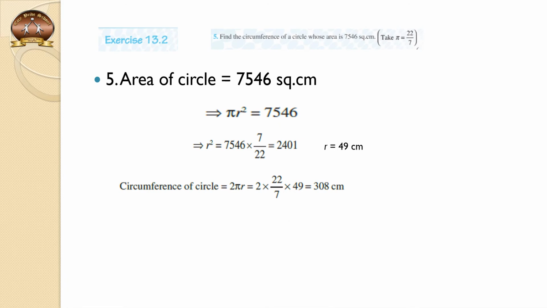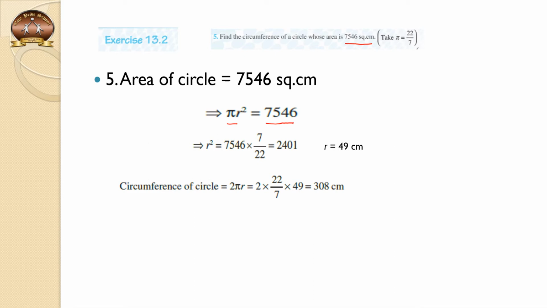Now children, let us solve some of the problems related to this area, that is exercise 13.2. I have selected question number 5. Here it is told that I have to find the circumference of the circle when the area is given. The area of the circle is 7546 square centimeter. I know the area is given by the formula pi r square, which is equal to 7546.